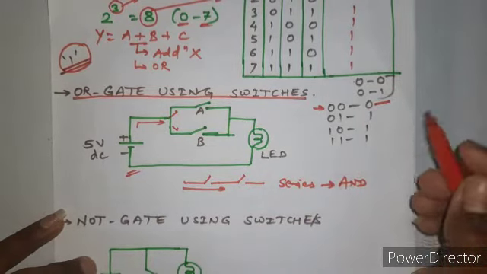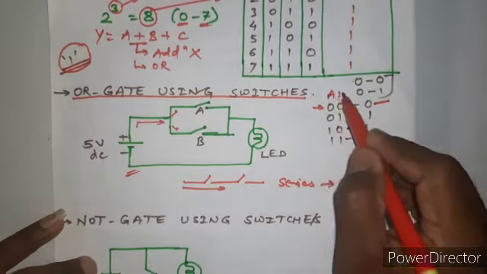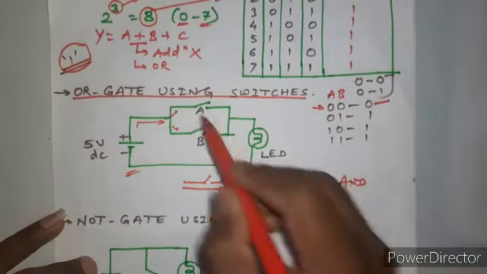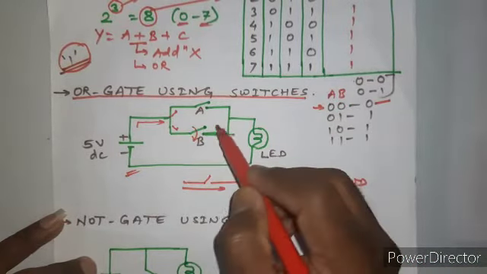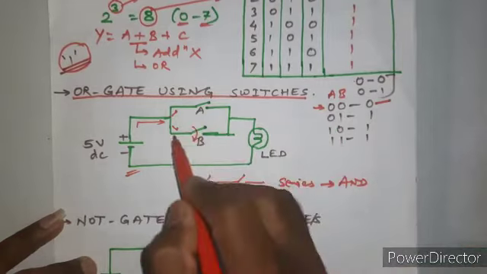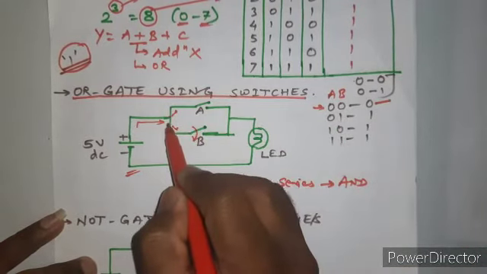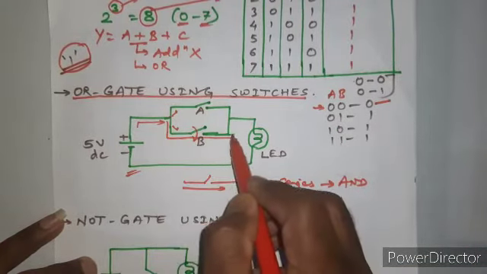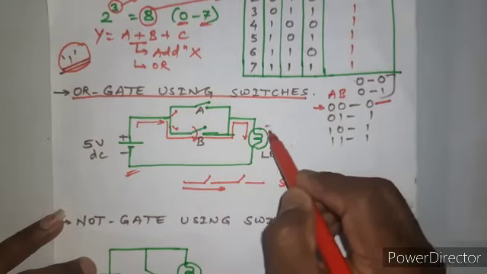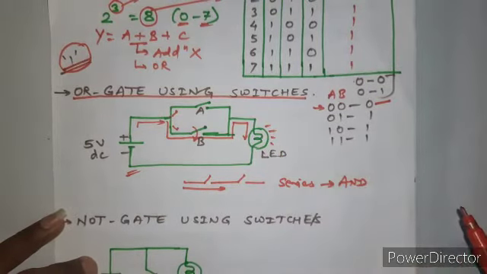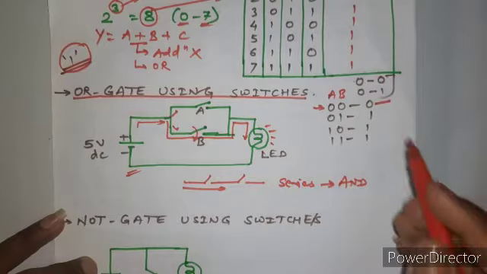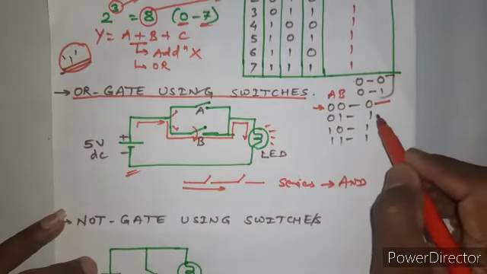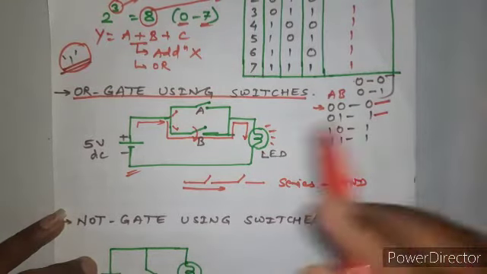So this is verified. Next, consider this A and this B. A is open and B is closed. Now since this is closed, the current will get this path to flow and our LED will glow, right? LED glows means output is 1. So this is also verified.